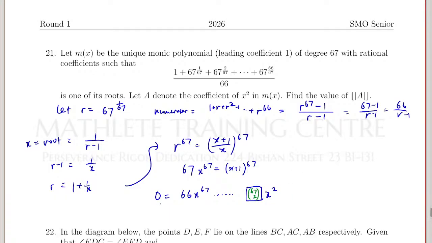So therefore, when you actually go and do the value of x to the power 67, we have to do what? We have to do 67 choose 2 divided by 66. So A is exactly 67 choose 2 divided by 66. If you calculate out what that is, in fact, 67 over 2. So the answer is the absolute value, round down, 33.